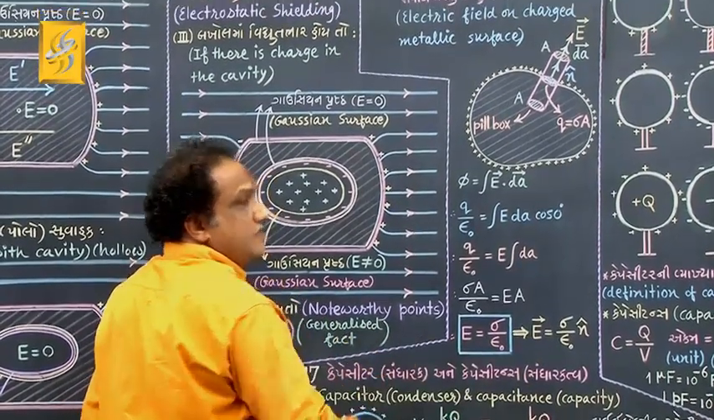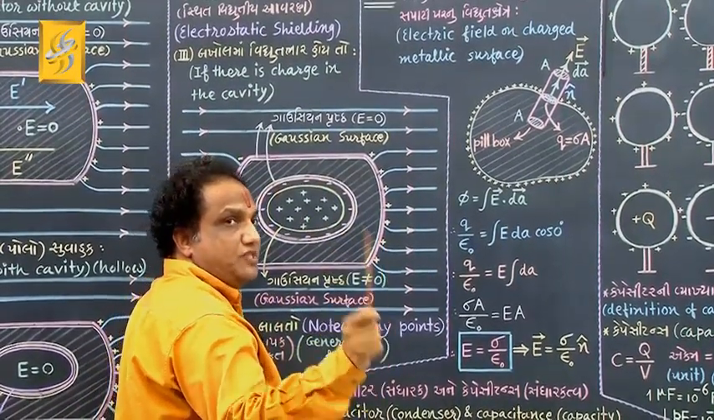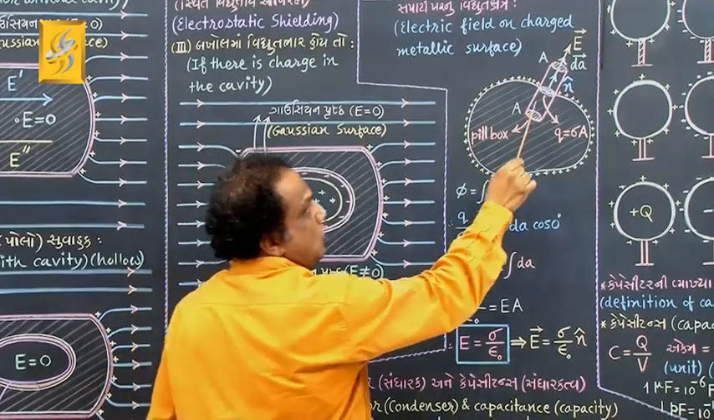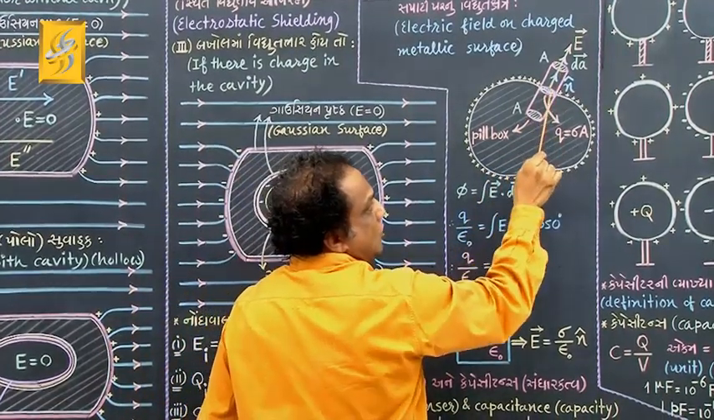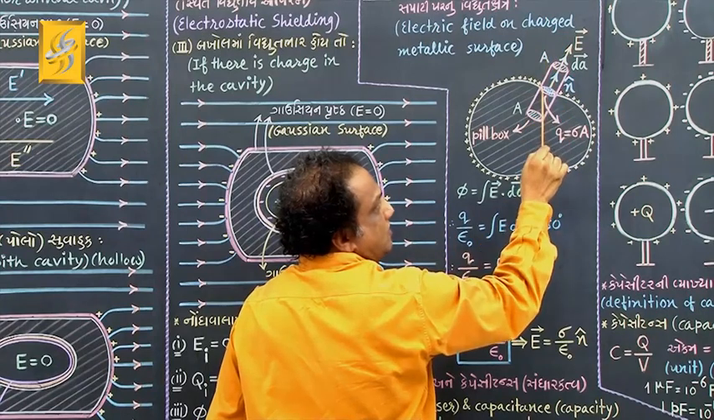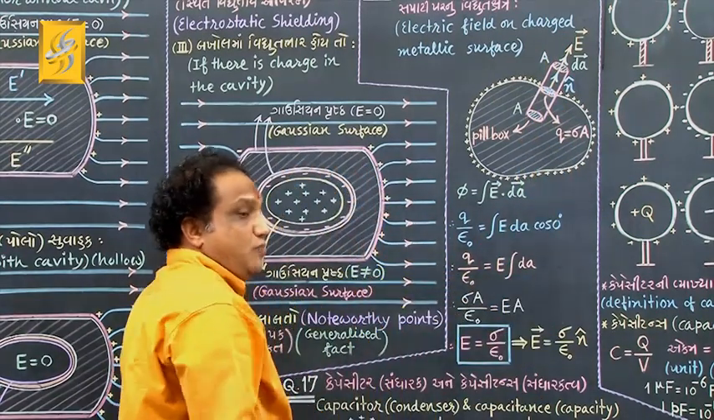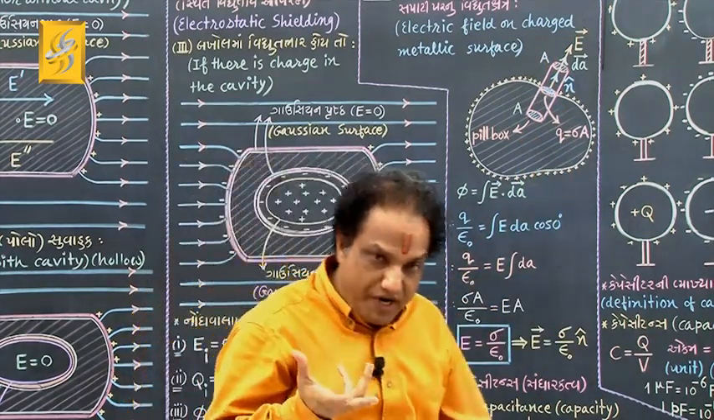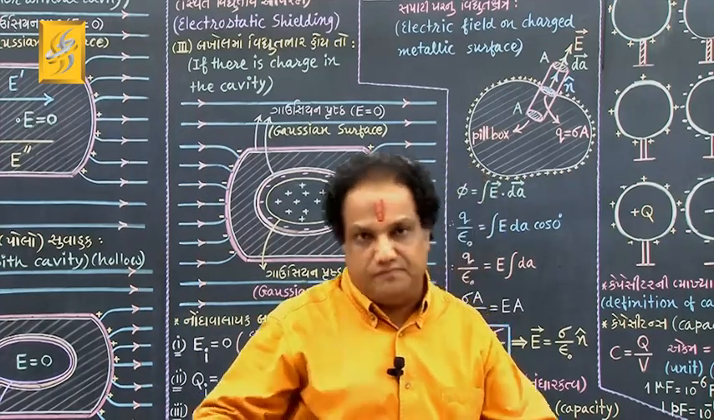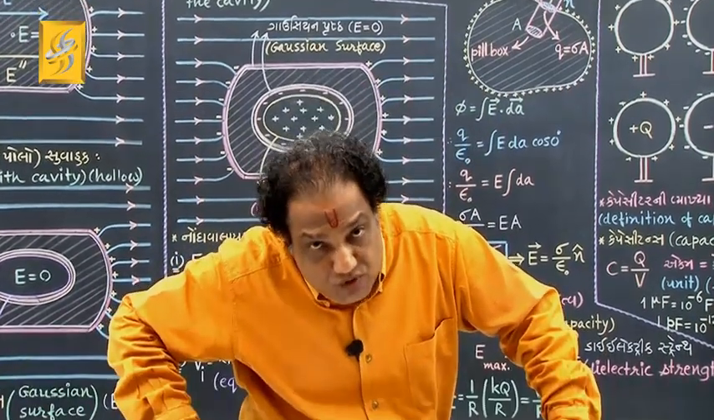This electric field on any part of the charged surface is found to be locally perpendicular to the surface. Then you may have a question, why only perpendicular? Why not parallel? Why not tangential? I am showing you. Look.